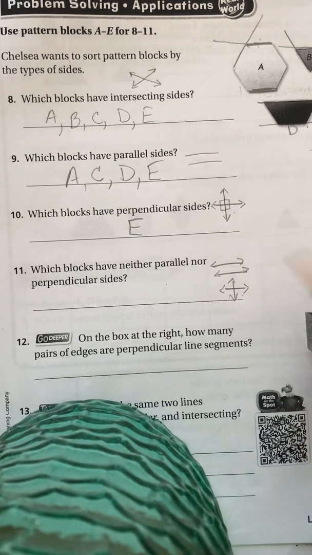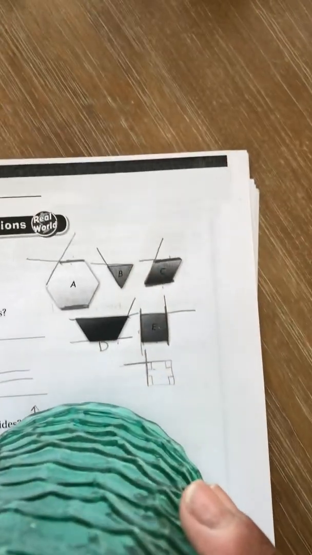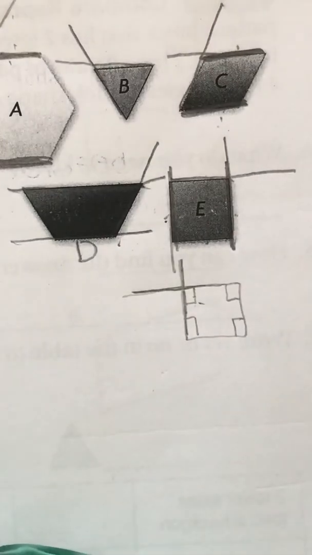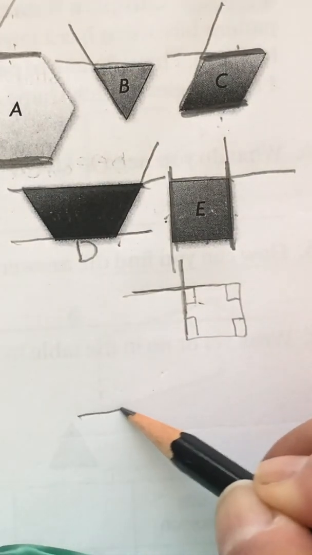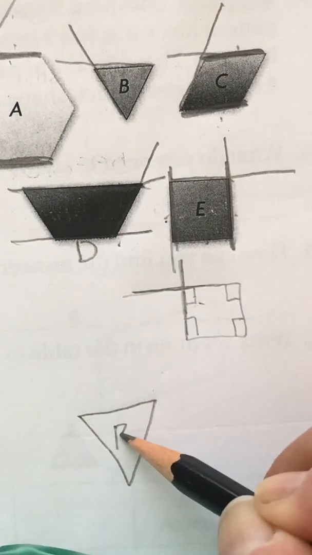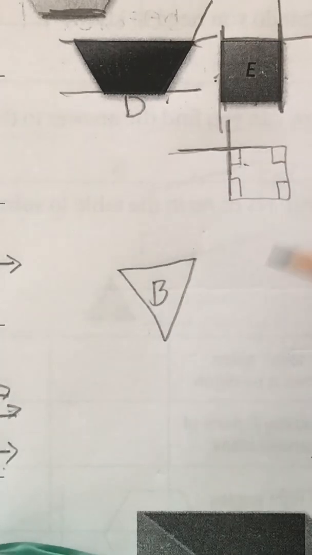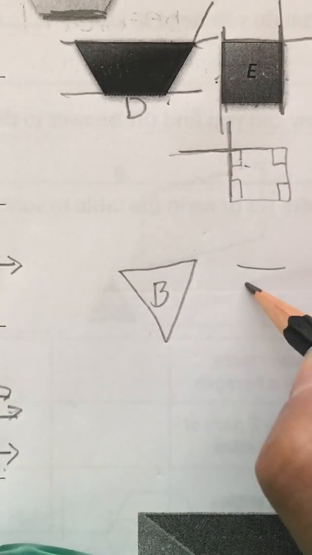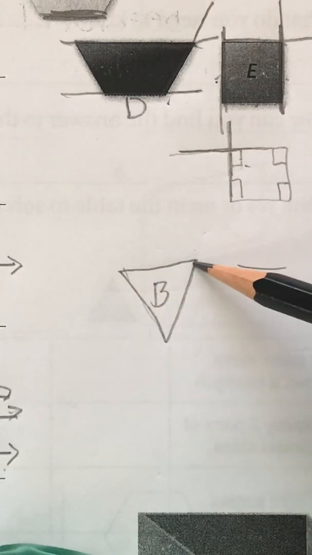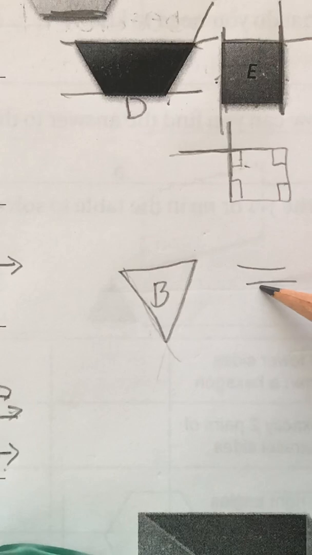Now I know it's hard to figure this out. The answer is B. Now B has intersecting, but B does not have perpendicular. Let me show you. So here, I'll draw the triangle. This is letter B, right? You don't have parallel because these two lines are not parallel to each other, because eventually they're going to touch. So you don't have parallel.